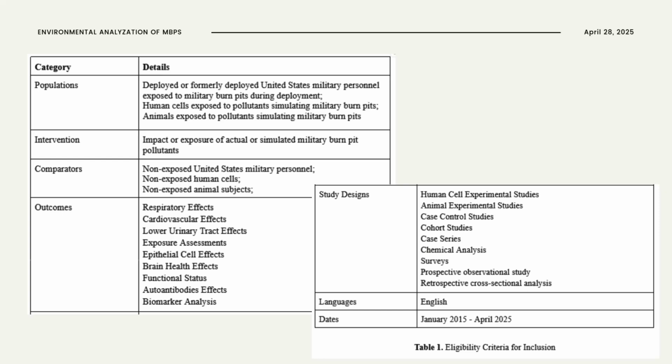In general, we excluded non-English language published reviews, and then we limited to experimental studies, human cell experimental studies. Of course, randomized controlled trials, by their nature, we cannot do for ethical reasons. So we mainly focused on surveys, chemical analysis, cross-sectional and observational studies. We limited the dates from January 2015 to April 2025 in order to be more updated. Our outcomes are also vast. Multiple outcomes are done within one study. But in general, we are looking mainly at the exposure and impact of actual or simulated military burn pit pollutants.